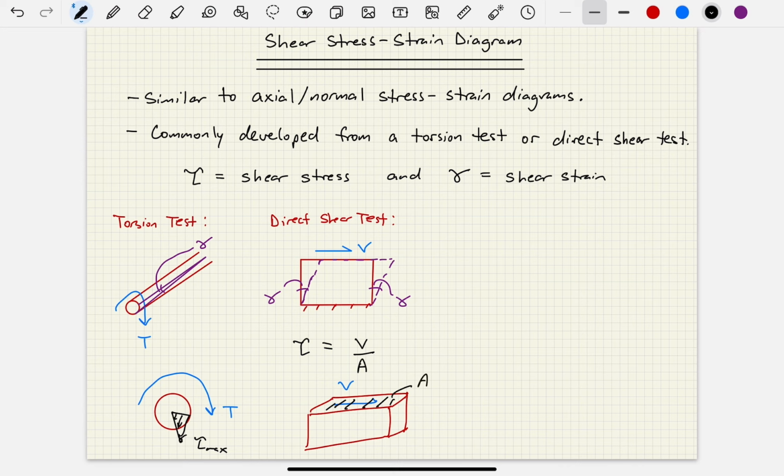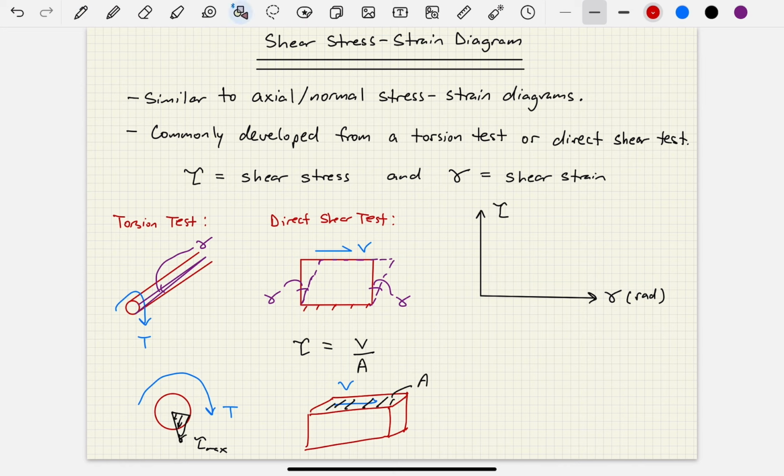And so from either of these tests, what we can develop is a shear stress strain diagram. So what's that going to look like? Well, let's draw some axes here. The vertical axis is going to be the shear stress, and the horizontal axis is going to be the shear strain. Now, the shear strain, if you recall, is going to be measured in radians, okay? And so when we plot this shear stress strain diagram, again, we're going to have a shape similar to what we have studied before with axial stress strain diagrams, but with a few differences, okay?